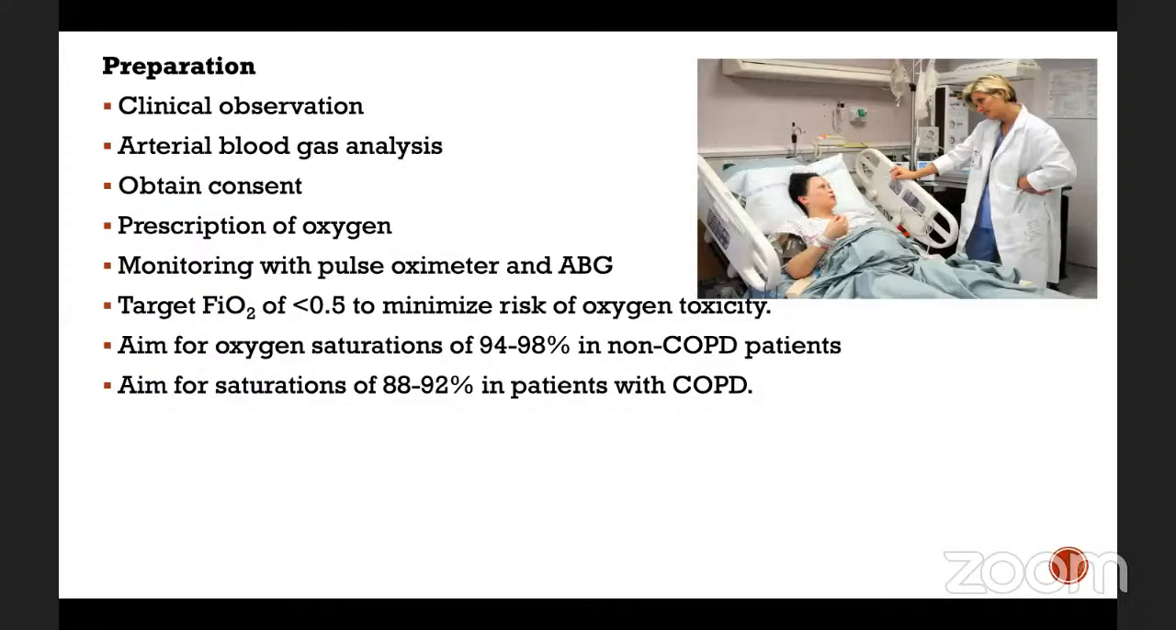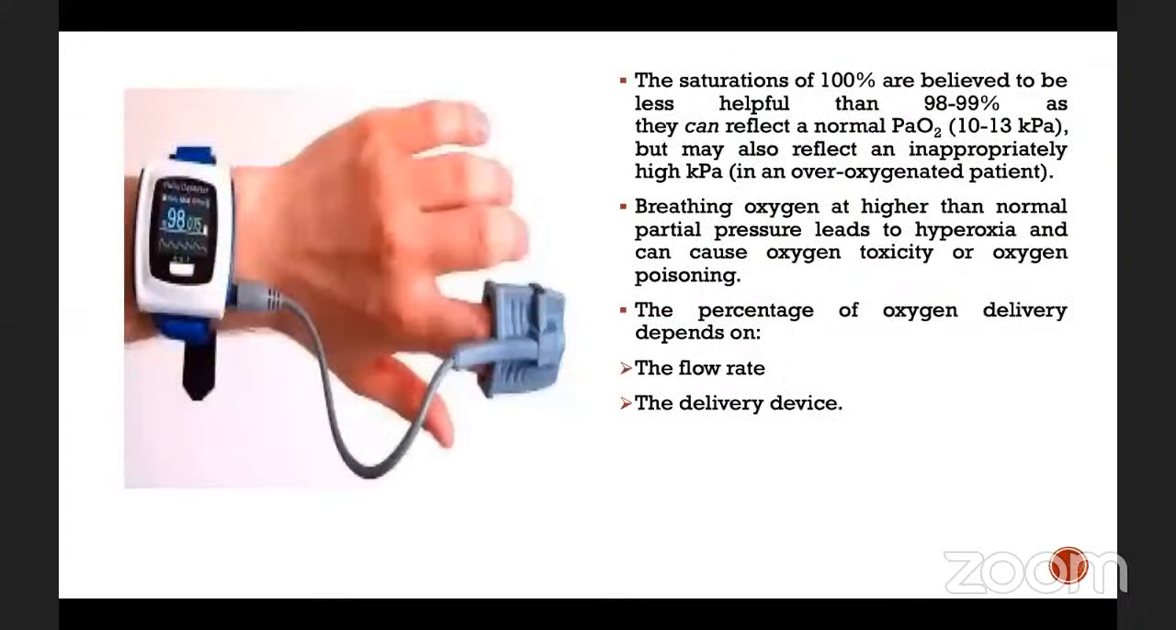If we are managing a regular patient that doesn't have chronic obstructive pulmonary disease, the target is to keep the saturation between 94 to 98%. And if our index patient has COPD, the target is to keep the saturation between 88 to 92%. Why? Because if we leave a patient on oxygen and maintain a saturation of 100% for too long, because the oxygen tension is very high, they tend to have hyperoxia, and this can cause oxygen toxicity or oxygen poisoning.